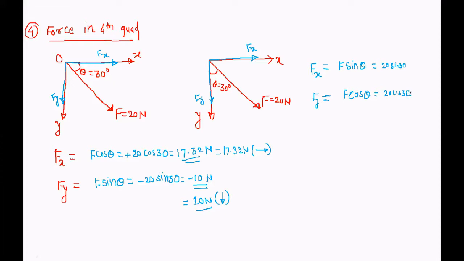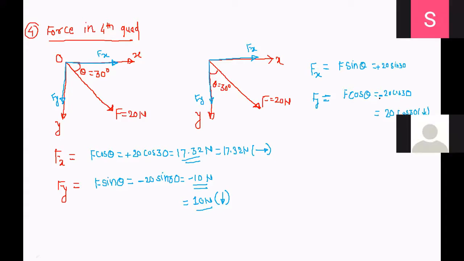Now we have to consider the sign. So Fx is positive, and your Fy is the negative value. So when you write the negative, do not show the direction in the downward direction. We will write the direction when we write 20 cos 30, and then we will show the direction as a downward direction. So this downward direction is nothing but the negative force. So in the calculation, we have to consider this as a minus sign.